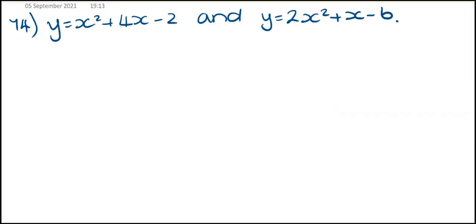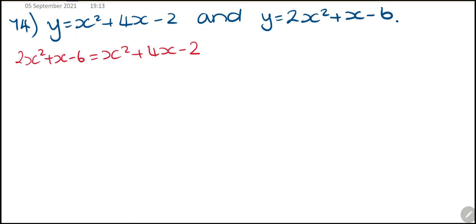Okay, so we have another question. So we need to find the intercepts. So we've got x squared plus 4x minus 2 and 2x squared plus x minus 6. We have two quadratics, so we're going to use substitution. So if y is equal to x squared plus 4x minus 2, and y is equal to 2x squared plus x minus 6, I'm just going to replace the y with 2x squared plus x minus 6.